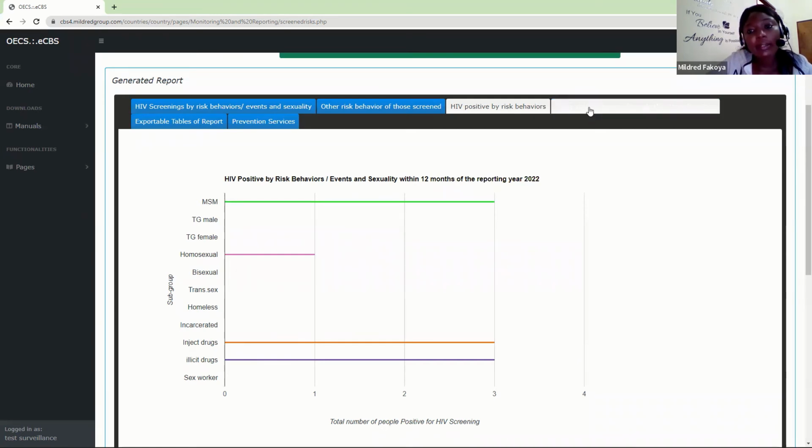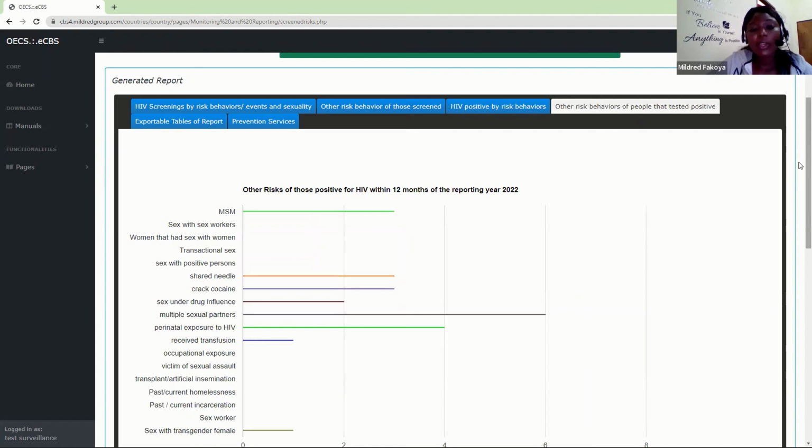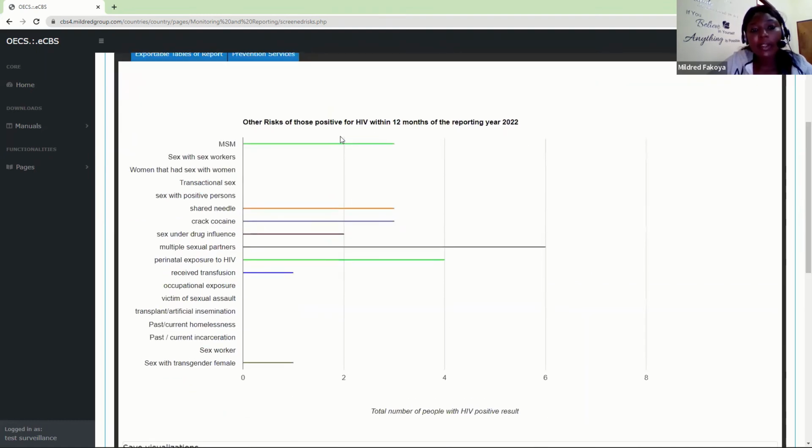We want to look at details of this risk behavior. You will see all other events and risk behavior. And this time it tells you that people with multiple sexual partners are the most positive people in the new cases. And so when you start your campaign or adverts or prevention strategies, you might want to target the population of people who report having sex with multiple sexual partners.